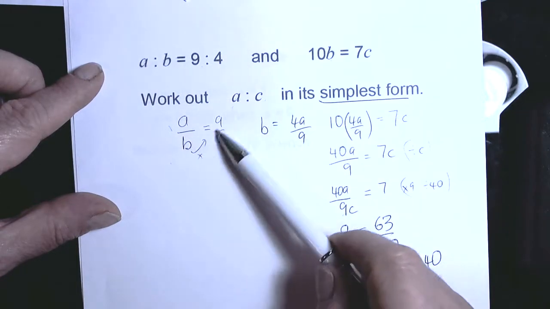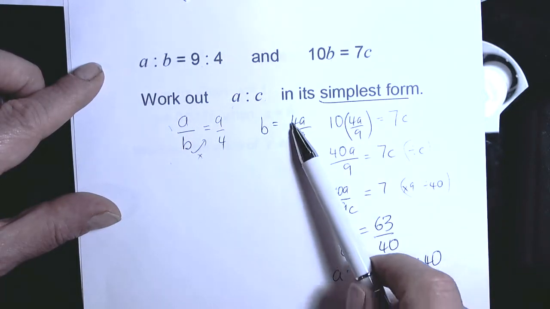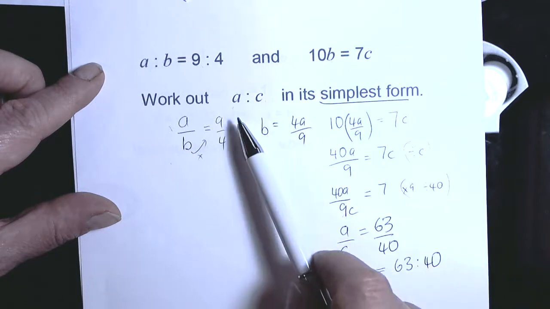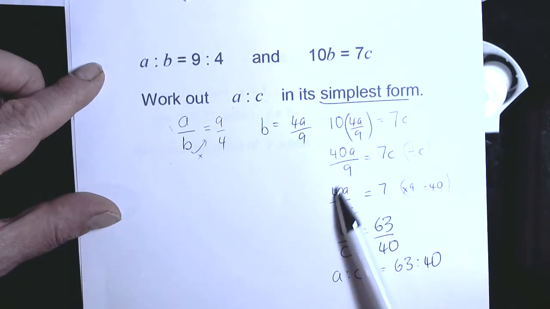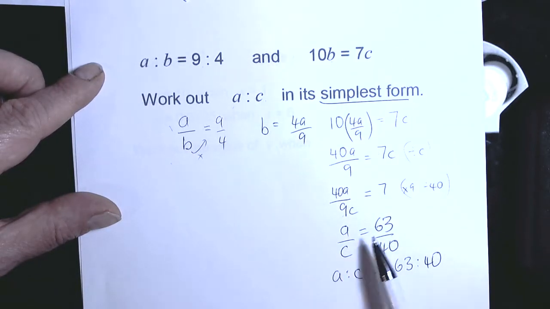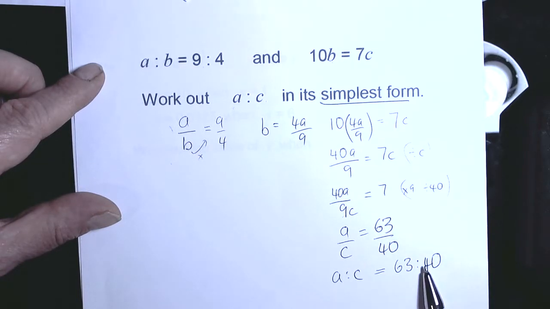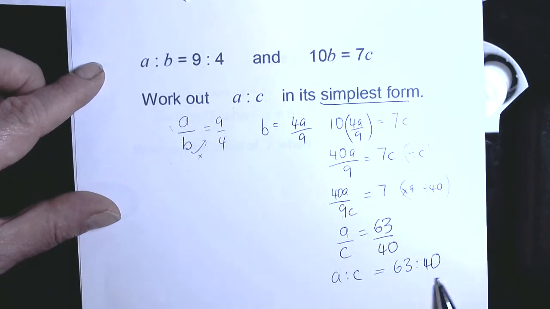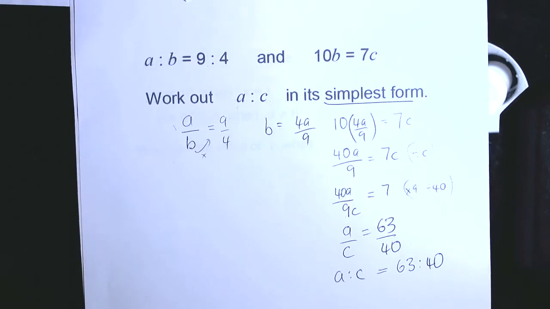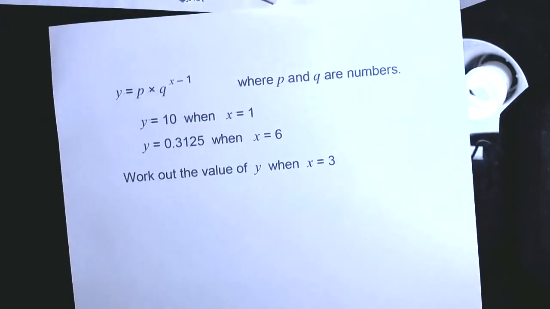Rewrite the ratios as fraction equivalents, rearrange to get the B out of the way because we need it in terms of A, and then swap it all about until we get A over C, and then whatever that fraction is, that must be the ratio. We've checked whether it will simplify, and it doesn't because there's no common factors apart from 1.